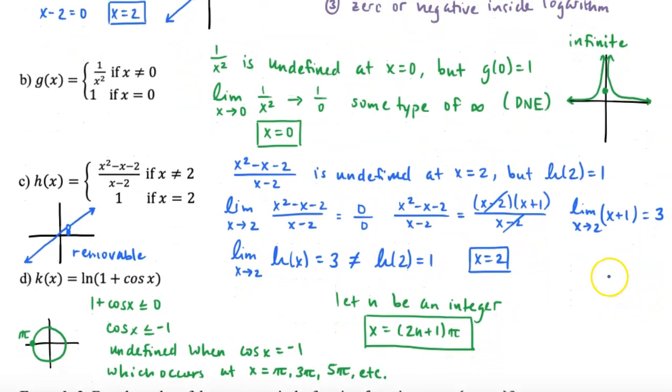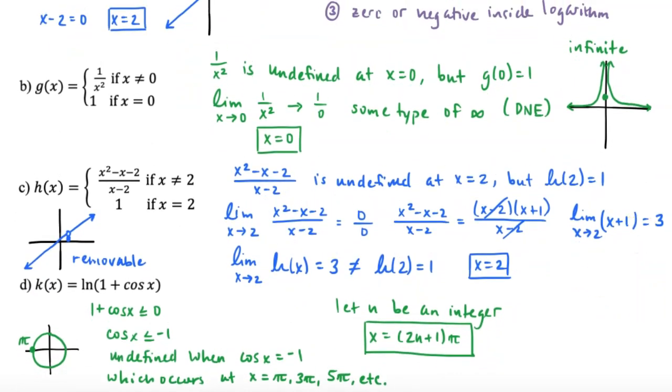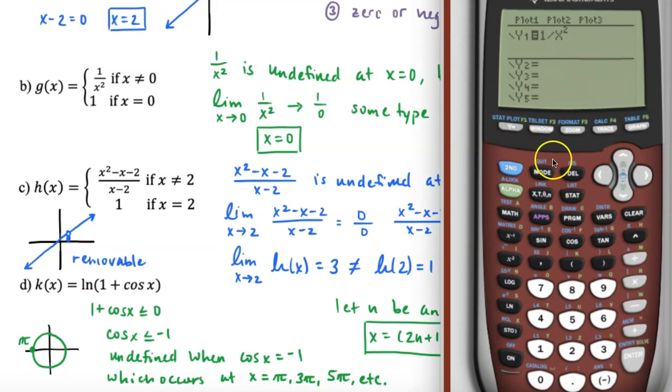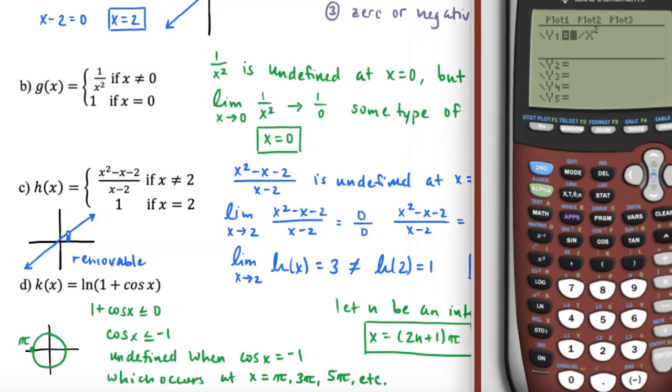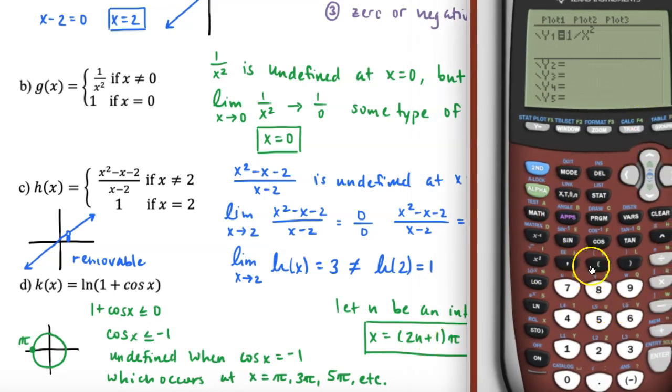Finally, I have the natural log of 1 plus the cosine of x, and this one's kind of interesting. We said that there's a discontinuity at all odd values times pi, so let's see what this looks like. We've got the natural log of 1 plus the cosine of x.